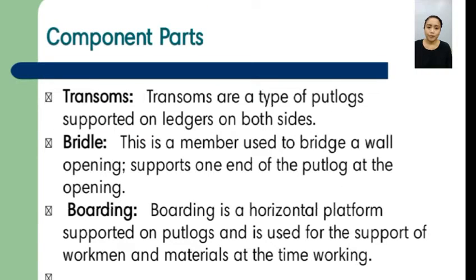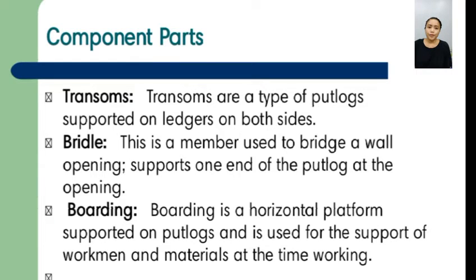Next is transoms. Transoms are a type of putlugs supported on ledgers on both sides. Transoms are short horizontal tubes spanning across ledgers, normally at right angles to the face of the building. They may also be used to support a working platform. Bridle. This is a member used to bridge a wall opening. It supports one end of the putlug at the opening, or it is a member used to bridge openings.